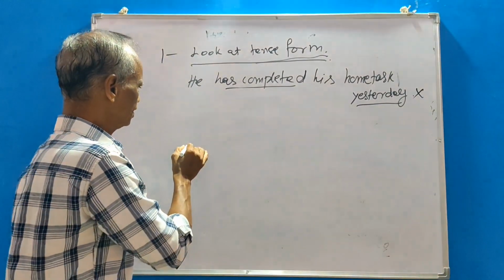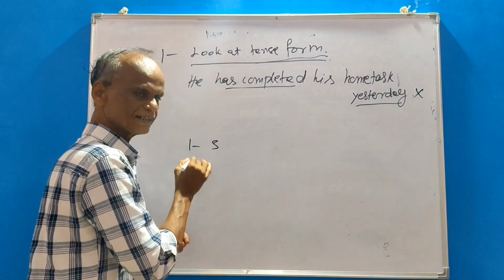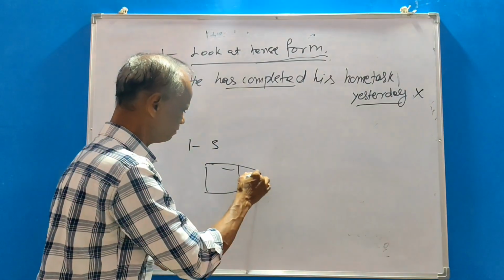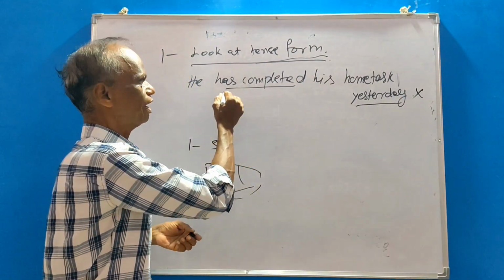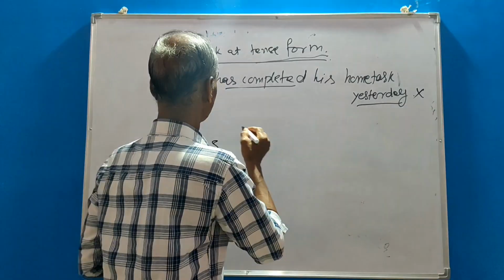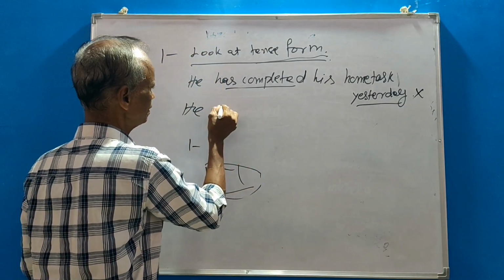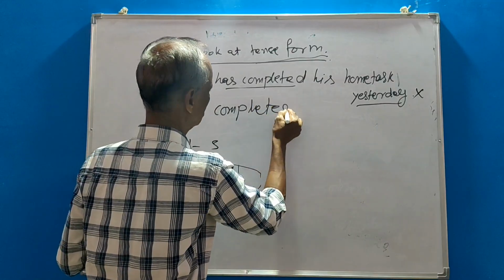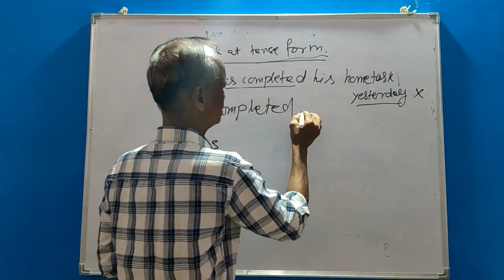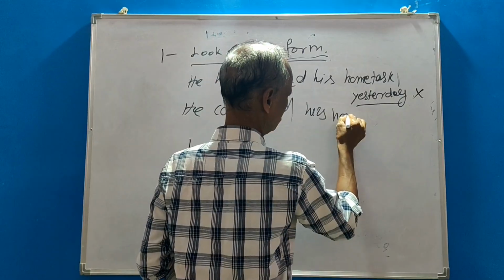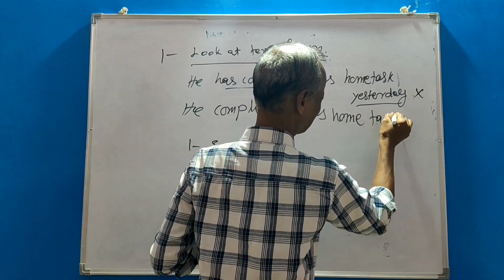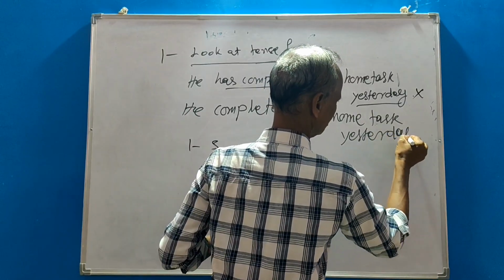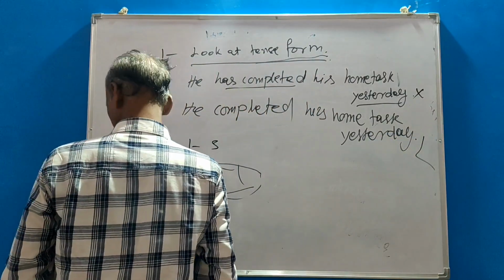Questions come to correct a sentence or a paragraph. A sentence is given, correct it, or a paragraph is given to correct it. Okay. How? The correct one is: he completed his homework yesterday. It is correct. Okay.